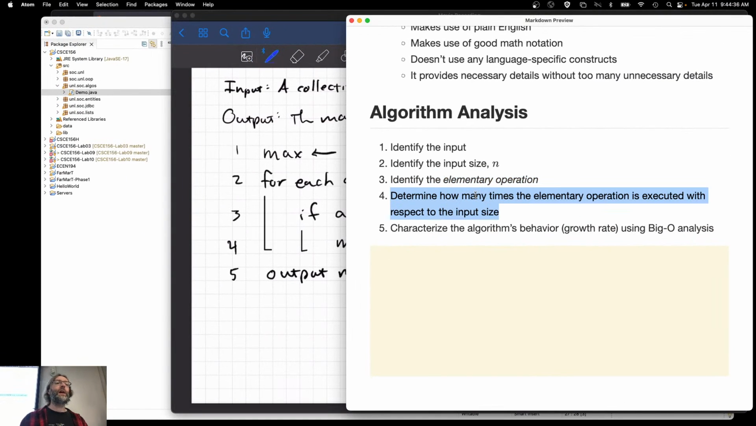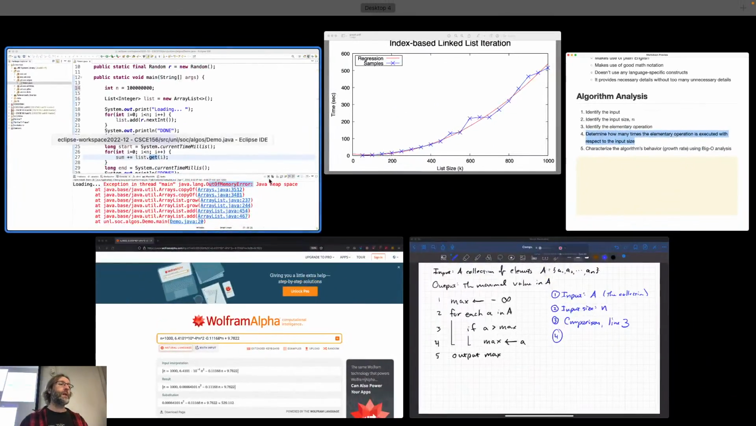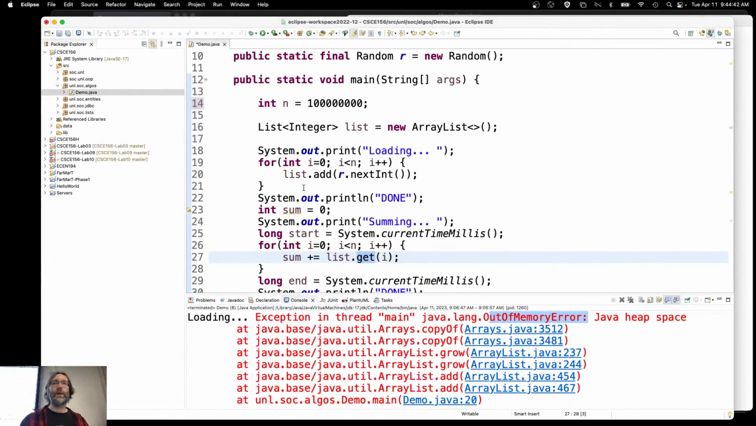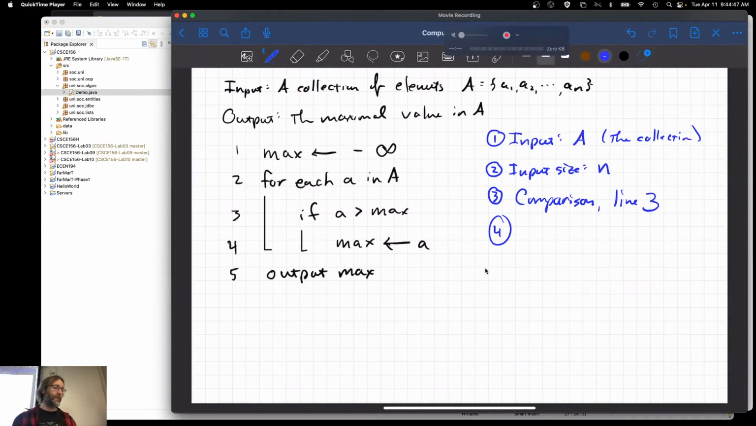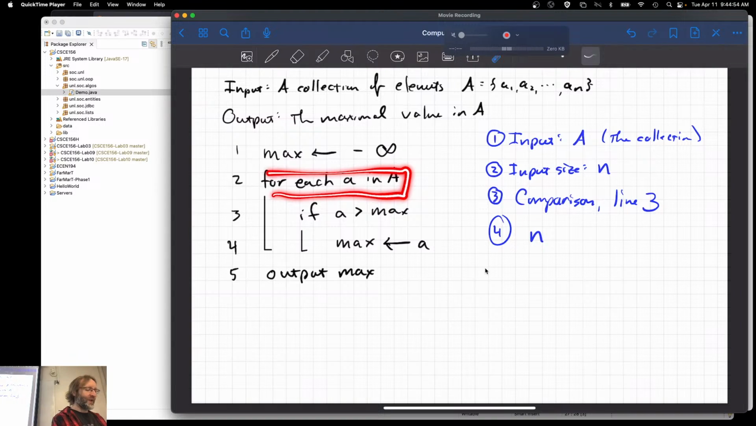Determine how many times the elementary operation is executed with respect to the input size. We already did this with our demonstration over here. We came up with a quadratic polynomial for it. This one's going to be even easier, though. N. Why? What's the size? When we do this for loop, how many times for each element here? How many elements are there? N. And so we execute this n times. It's not always going to be that easy. We might have to set up and solve a summation, but there you go.